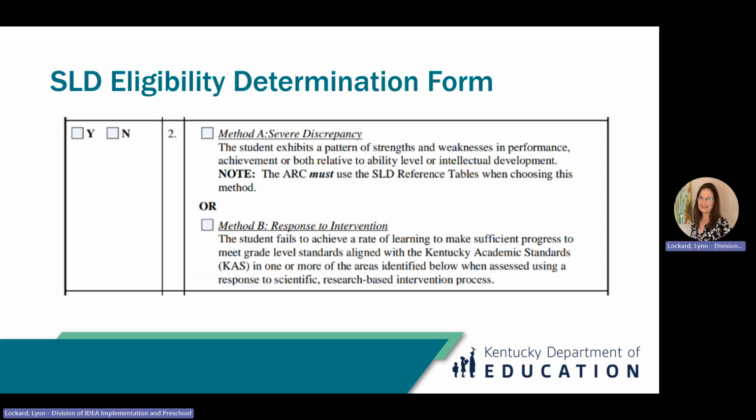The method selected during the ARC evaluation, planning, and consent meeting will be documented on the SLD eligibility determination form. It is important to note that at no time can a district switch methods while conducting the evaluation or determining eligibility for a student. As previously reviewed, the ARC must select which of the two methods it will implement for the student being evaluated before beginning the evaluation process. This option pertains only to those districts that have adopted both methods as part of the district policies and procedures. Please refer to your district's special education policies and procedures for further information.